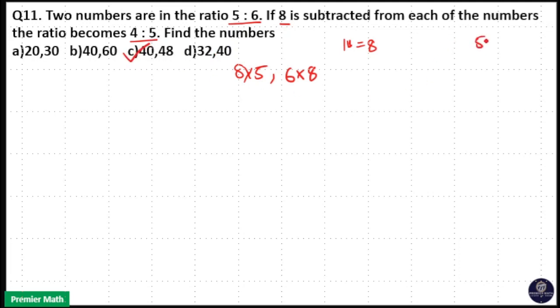Because you can see 5:6 becomes 4:5. Here the difference between 6 and 5 is 1 unit, and the difference between 5 and 4 is 1 unit. That is, 1 unit is equal to 8. So 8 into 5 is 40 and 6 into 8 is 48. So your answer is 40 and 48.